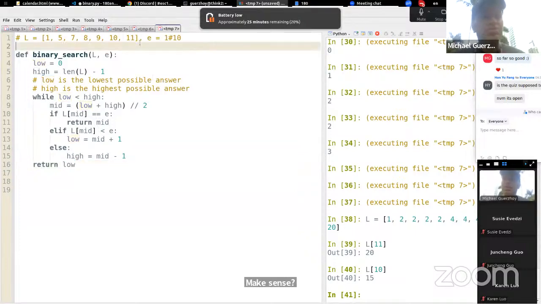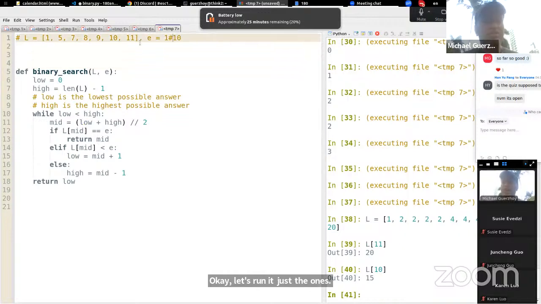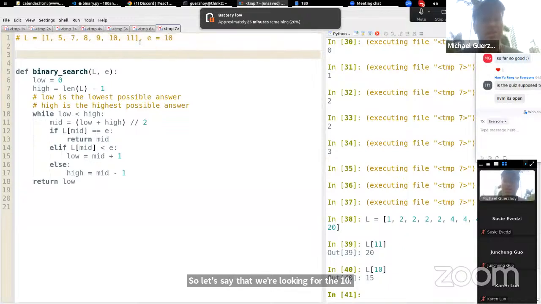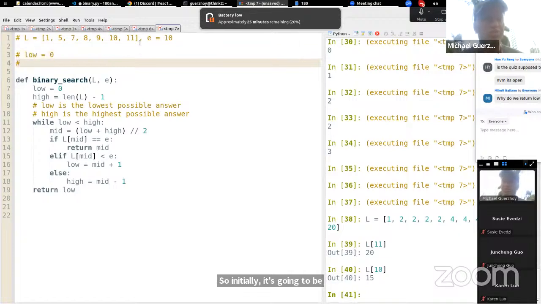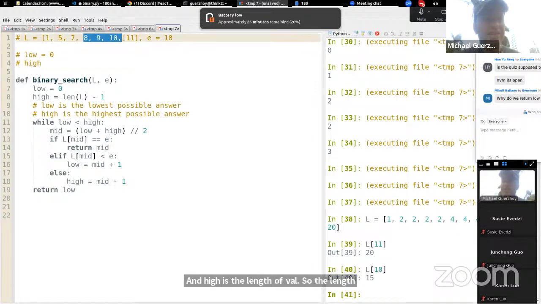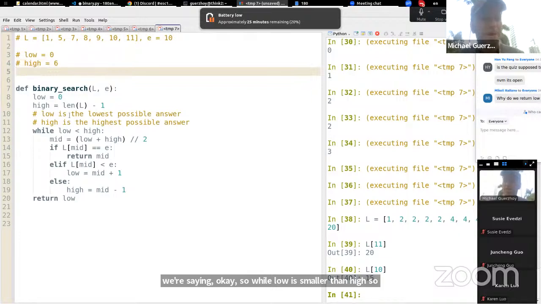Okay, let's run it just the once. Let's say that we're looking for the 10. What is that going to look like? Initially, low is equal to 0, and high is the length of L minus 1. The length of L is 7, so high is 6. While low is smaller than high, so 0 is smaller than 6, mid is the average. In this case, mid is 3.